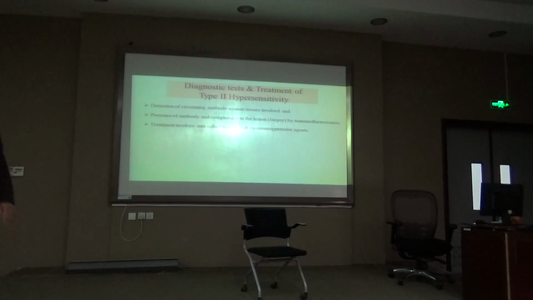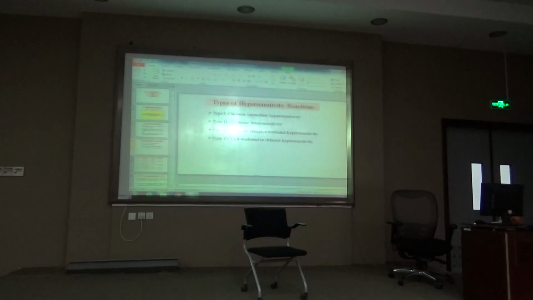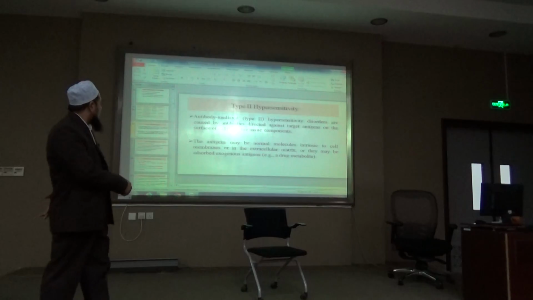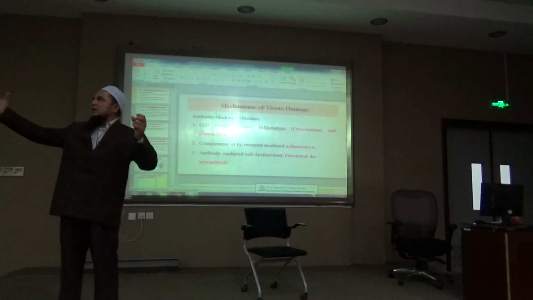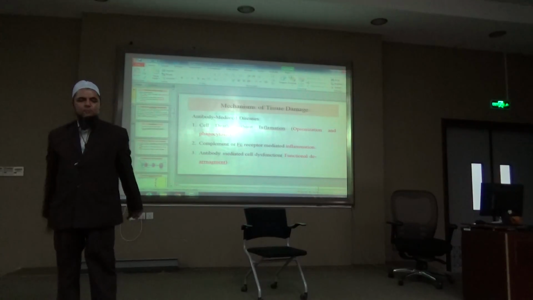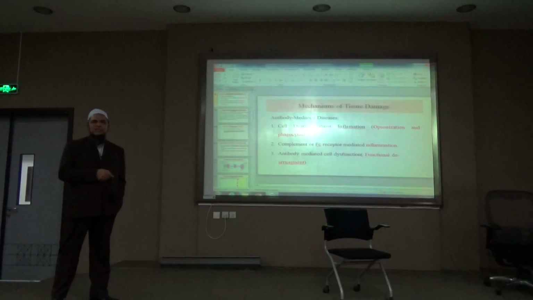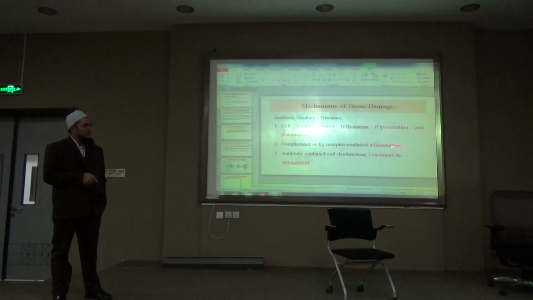So how to summarize it? This is the summary. Type 2 hypersensitivity reaction. Antigen is fixed, antibody is free, attached to the cells. Three major mechanisms of the disease. One is phagocytosis, another is complement and Fc-mediated inflammation, and the third one is dysfunction.